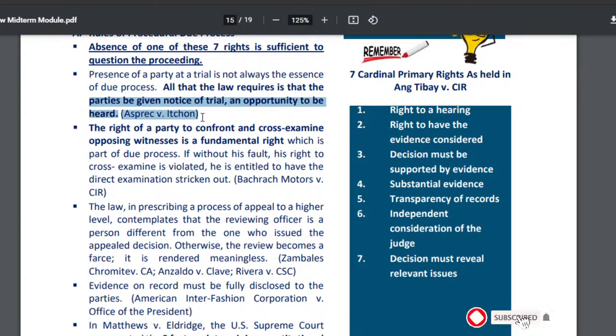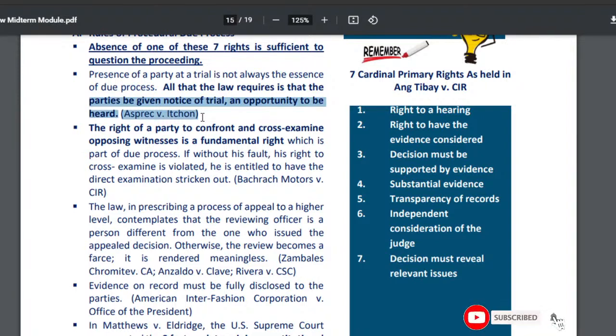When you say opportunity to be heard, not necessarily you go to the tribunal and then you just say your piece, okay? Or you make your defense. No, that is not it. When you say opportunity to be heard, you can actually file a counter affidavit, and of course you attach your corroborating evidence, affidavits of your witnesses.